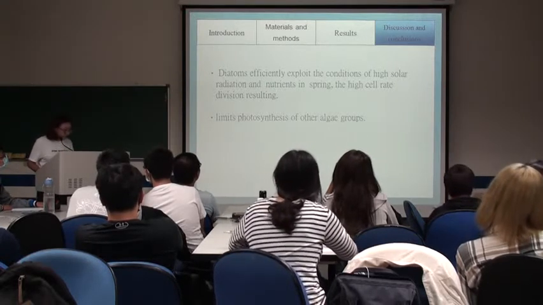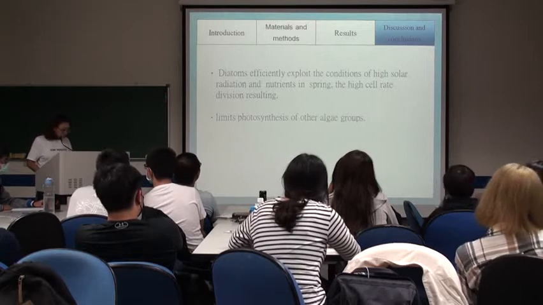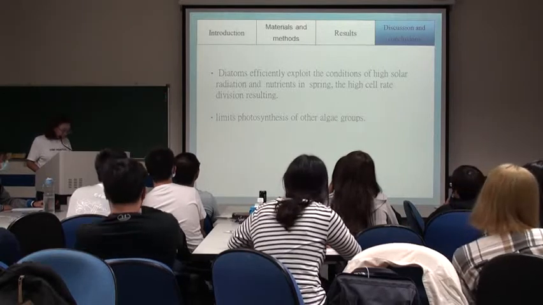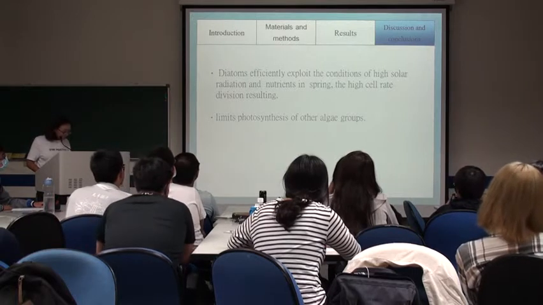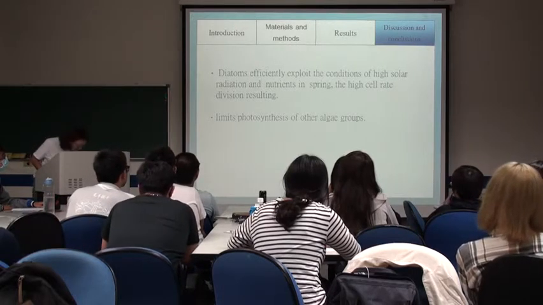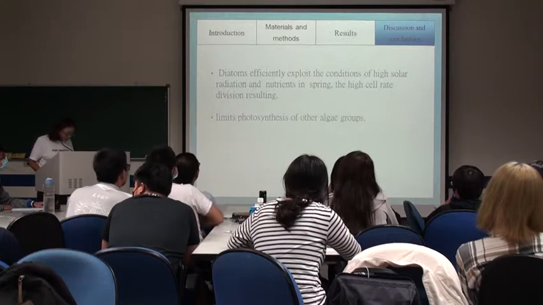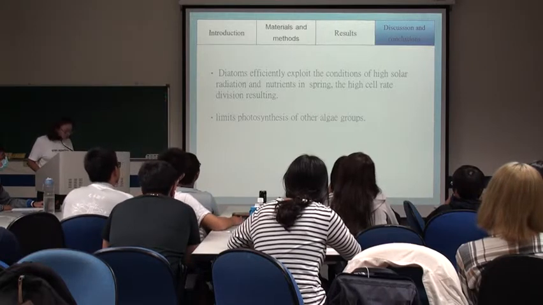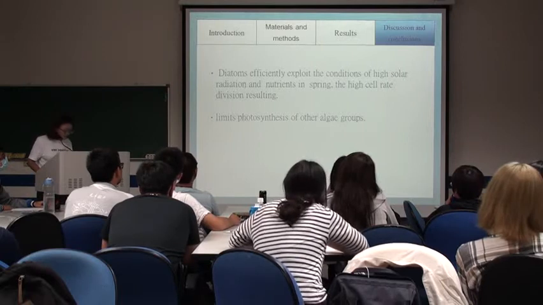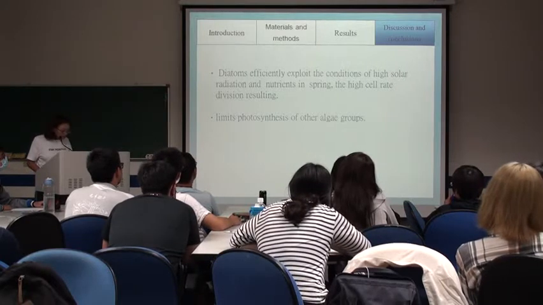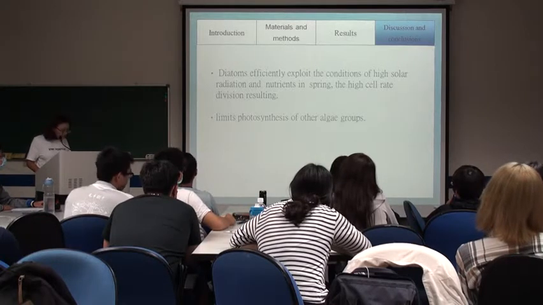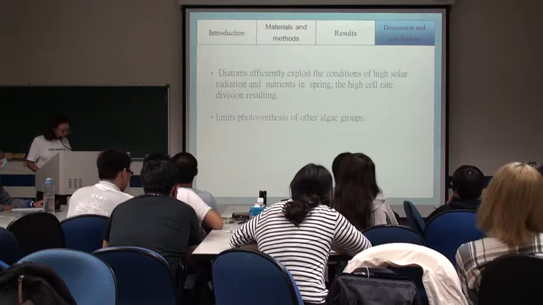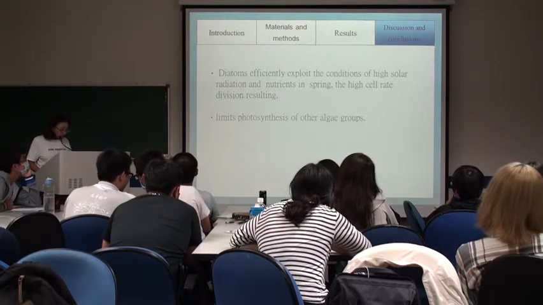Diatoms efficiently exploit conditions of high solar radiation and nutrients. Chlorophyll a will be deficient, limiting the photosynthesis of other algae groups.